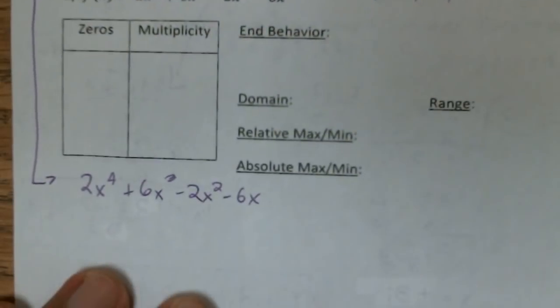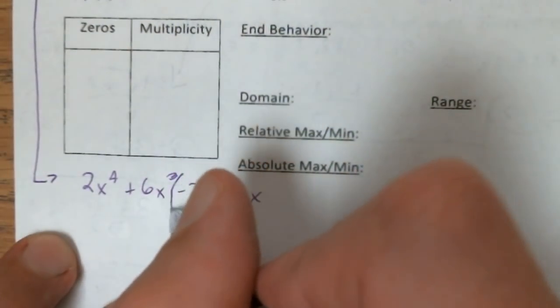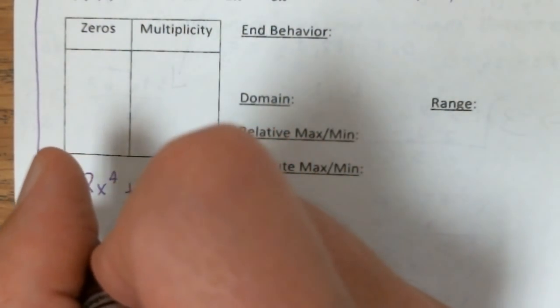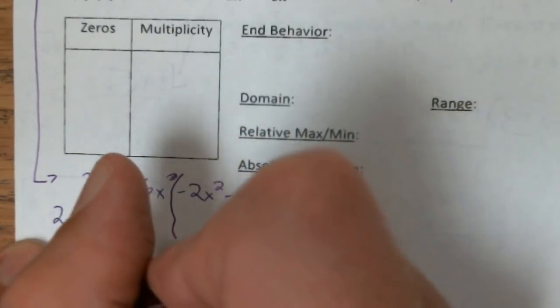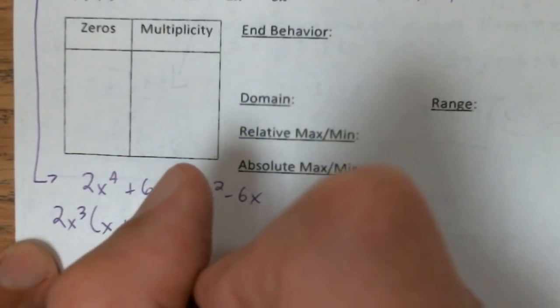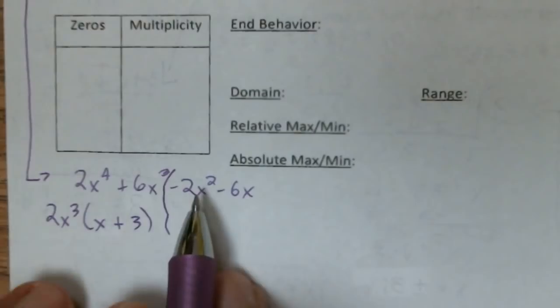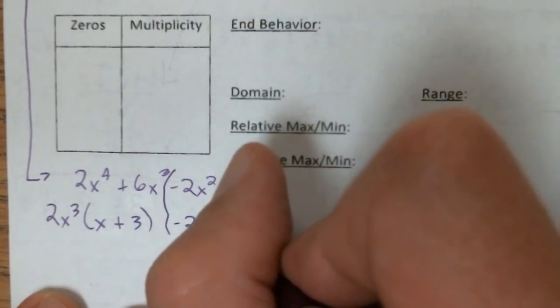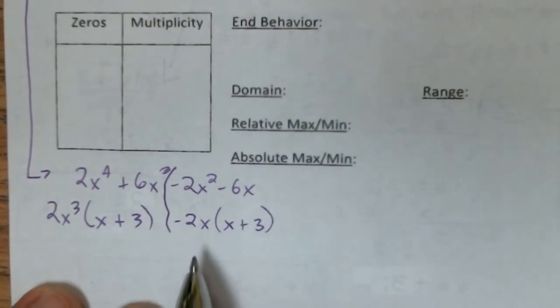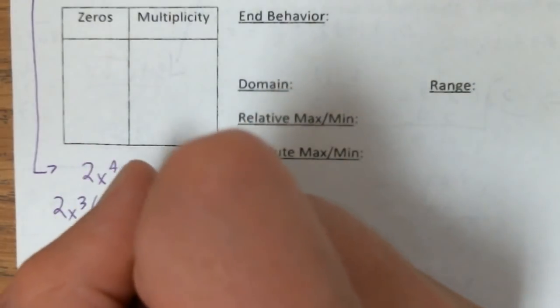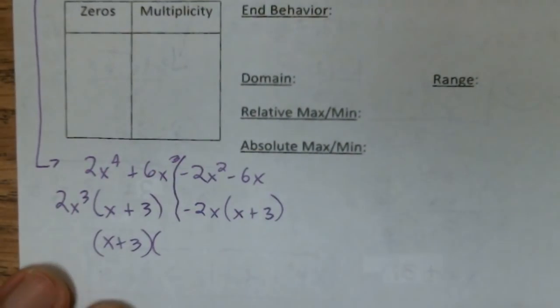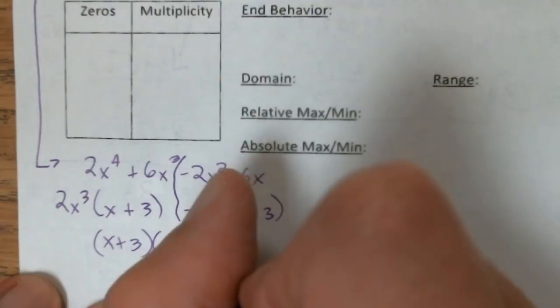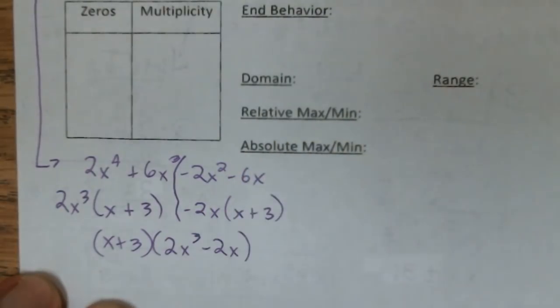It certainly looks like I can factor it. Let's draw our little curtain here. I can pull out a GCF of 2x cubed. That will leave me with x plus 3. That's a negative, so I've got to pull out the -2x. That is going to leave me with x plus 3. Check it. Yep. Okay. So I have x plus 3. Then I have the stuff on the outside, 2x cubed minus 2x.